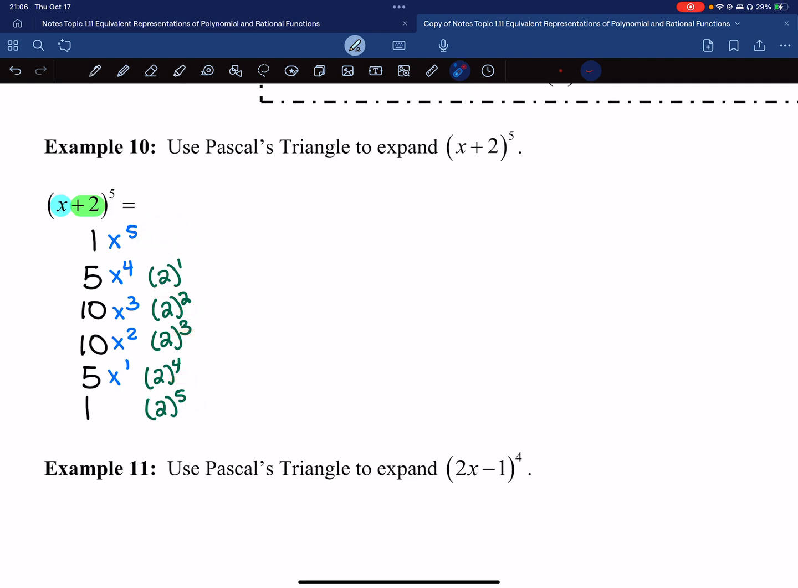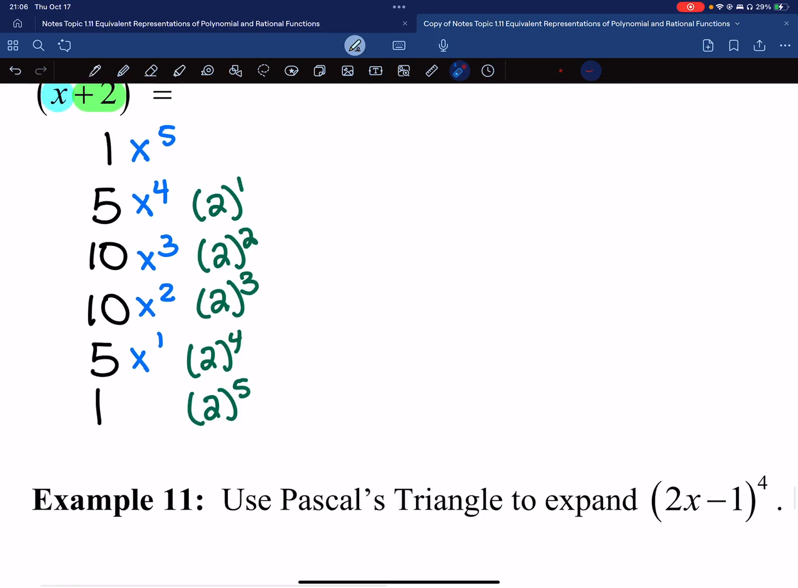Okay, so from here, we just need to multiply this stuff out. So 1 times x to the 5th is just x to the 5th.